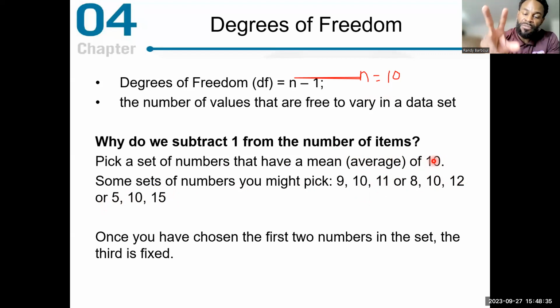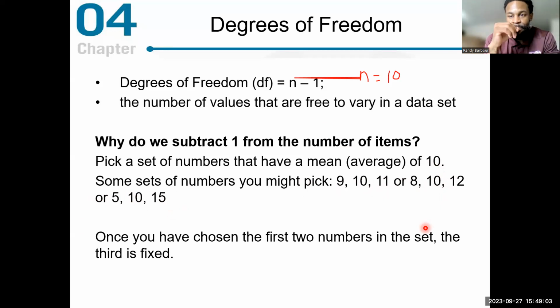But once you select those two variables, either 9 and 10, 8 and 10, or 5 and 15, then you have to select this third variable, right? It has to be either 11, 12, or 15 in order to get the average of 10. Once you've chosen those first two numbers in the set, that third number is fixed. It can't change because you have to get that average of 10. Okay.